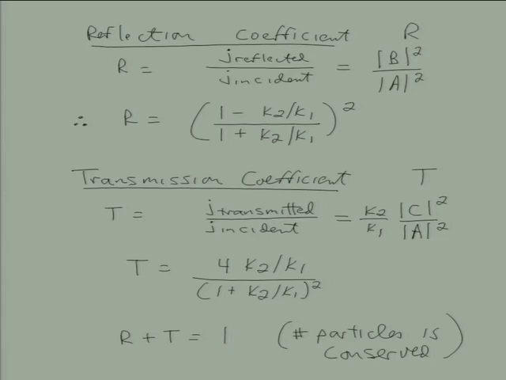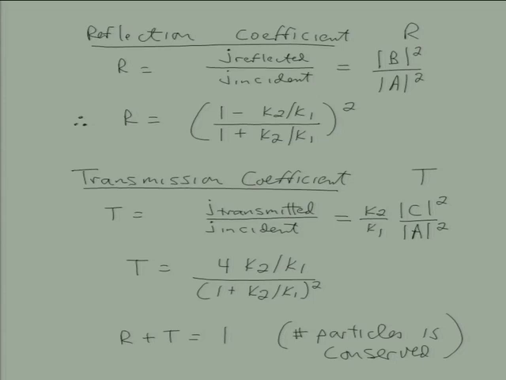The transmission coefficient, in the forward direction, is again the transmitted current divided by the incident current. That's k2 over k1 times c squared over a squared, and if you go through the arithmetic, this is what you get. So unlike classical mechanics, where I had a particle encountering a little hill and all the particles would keep going, I end up with some going back towards where they came from and a certain number that are going in the same direction.